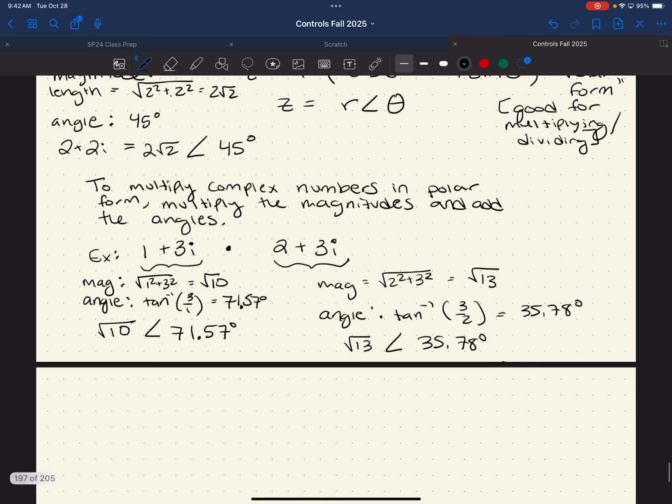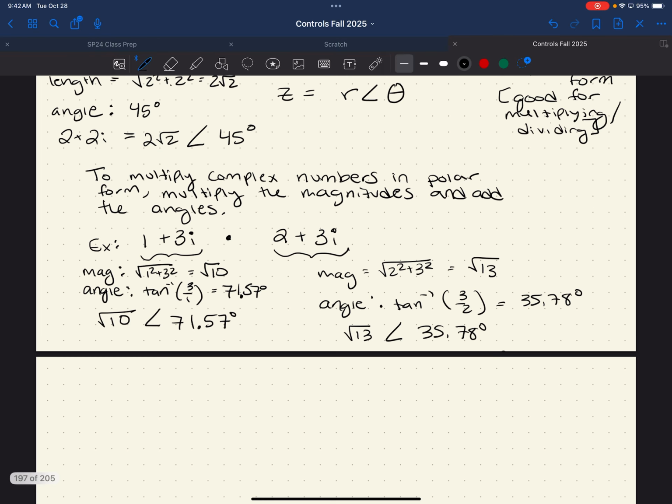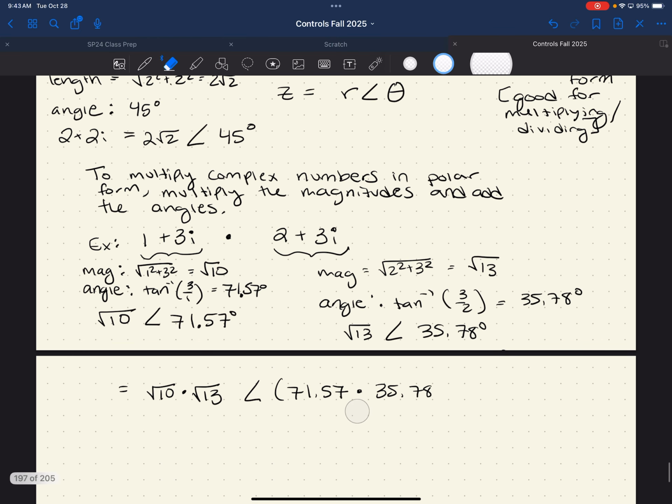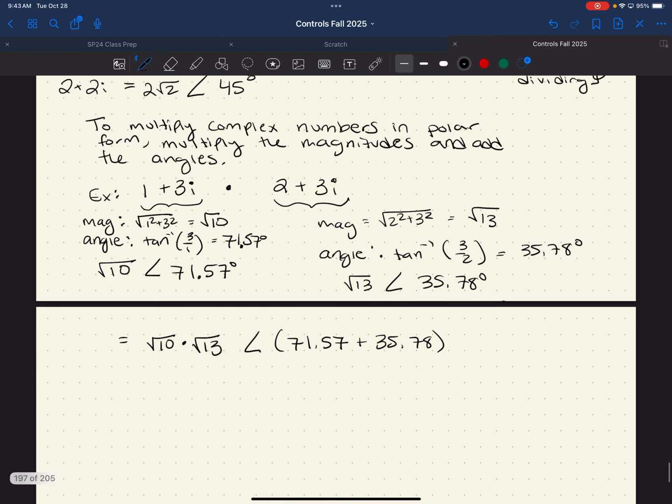Okay, so if I want to multiply these things, I just need to multiply the magnitudes and add the angles. So this multiplication should be root 10 times root 13, angle 71.57 plus 35.78. Oh, plus, sorry. This should be plus. Okay, so it should be root 130, angle 107.35 degrees. Okay, this is going to be important for today. We're going to have to deal with some complex numbers in polar form today.